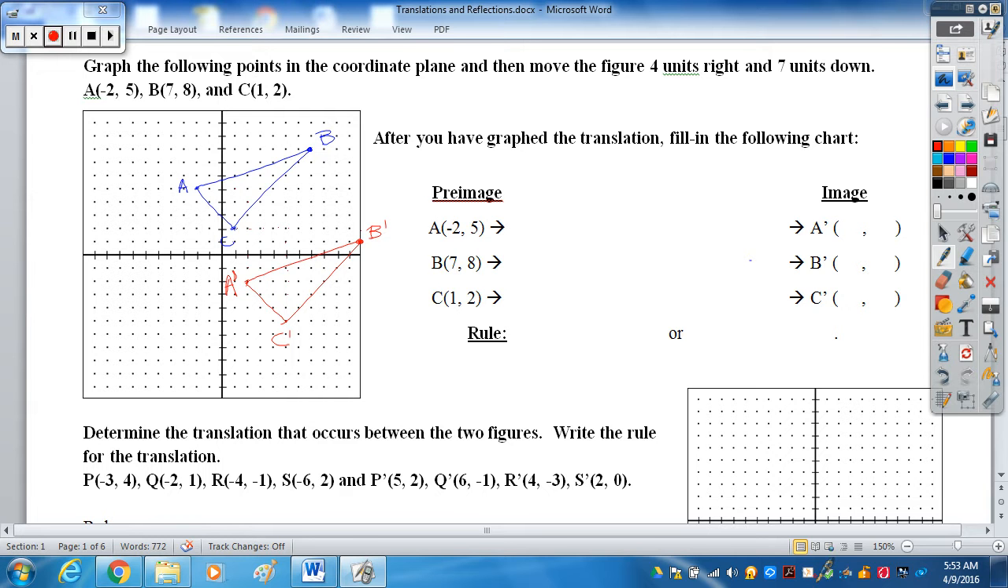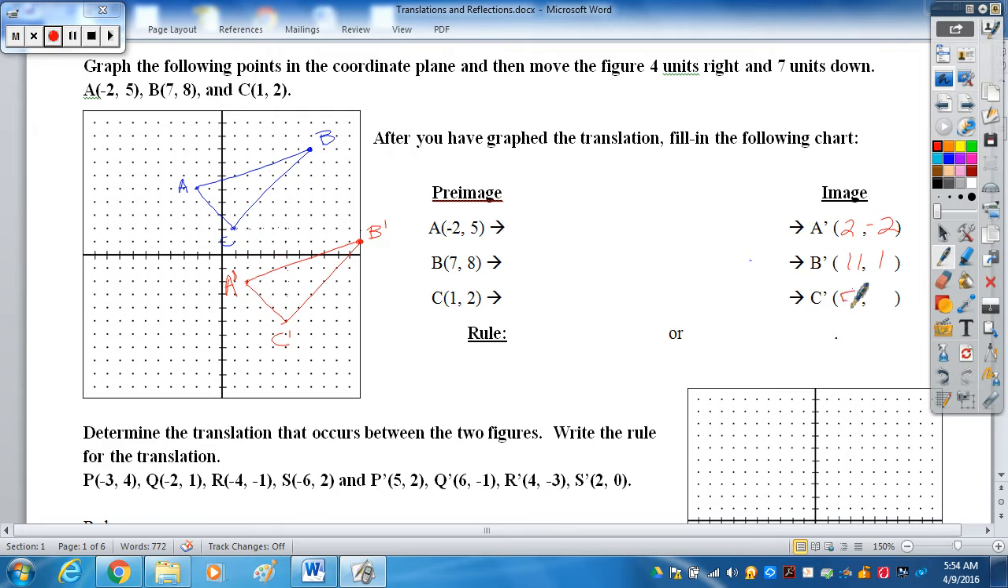Now, I want you to understand there's something that's being played out here. As we look at the preimage to the image, I want to go ahead and write down the actual ordered pairs here. So A prime is going to be at 2, negative 2. B prime is out here at 11, 1. And then C prime is over here at 5, negative 5.